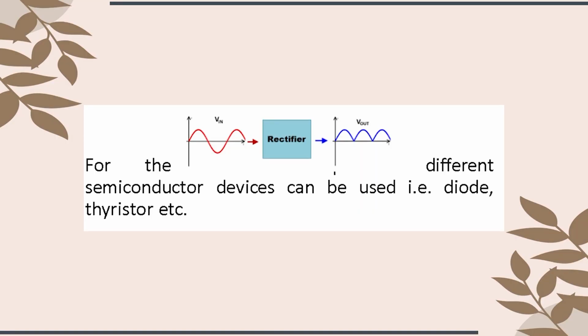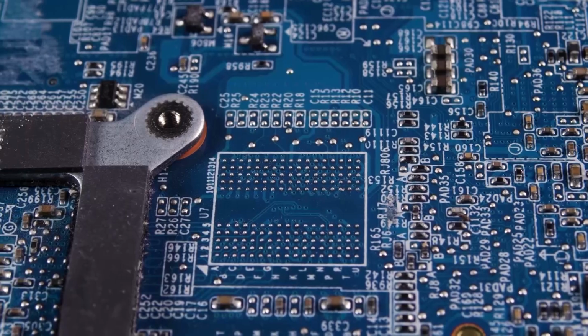For the rectification process, different semiconductor devices can be used, that is diode, thyristor, etc. So here in this lecture we are going to study the rectifier which is based on diode. That means the semiconductor device used for rectification will be a diode. Now let us study the PN junction diode rectifier.